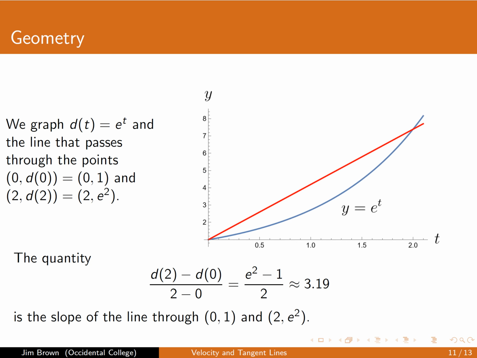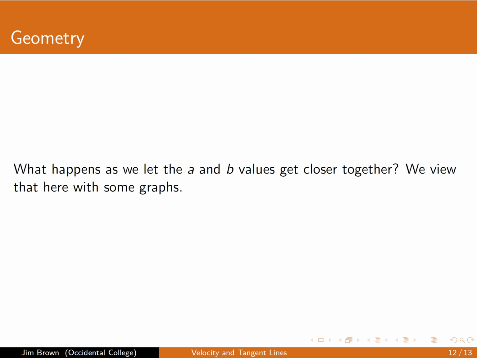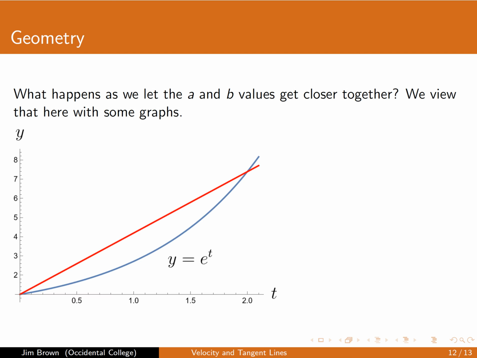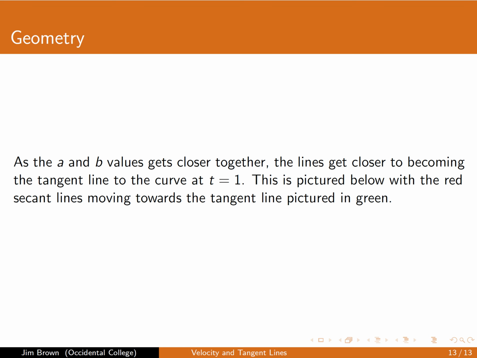Compared to what we were looking at before, where we were a hundredth on each side of what we were interested in, we could ask: as we let that interval get smaller, so the a and b values get closer together, what happens to the graph? Here's a little animation that shows us this. You can see as those get closer to 1, that line is moving down towards the graph, getting closer and closer to touching it at only 1 point. When it touches it at only 1 point, that's called the tangent line. So those secant lines are becoming closer to the tangent line at t equals 1.